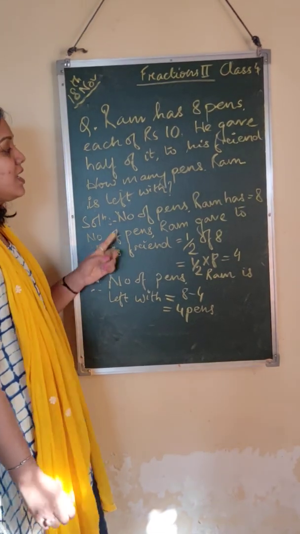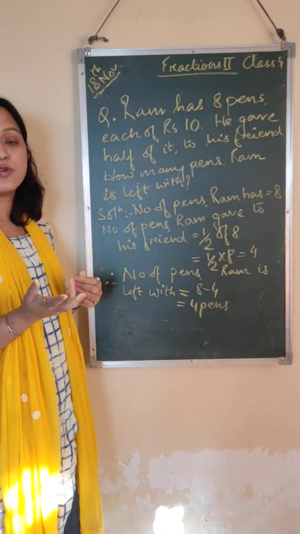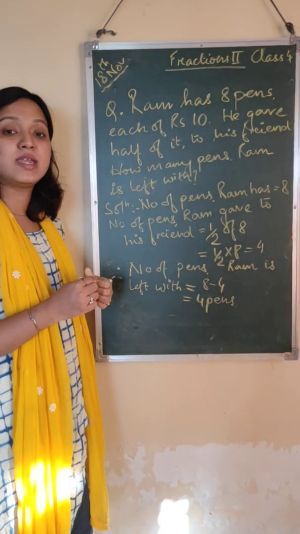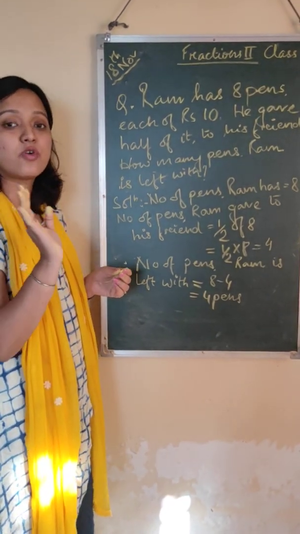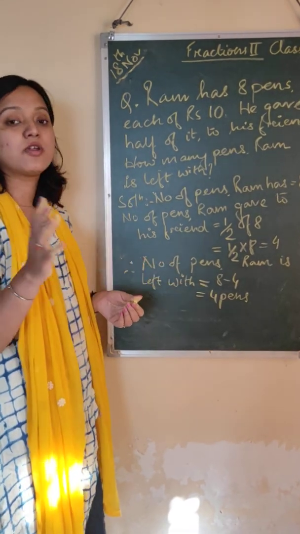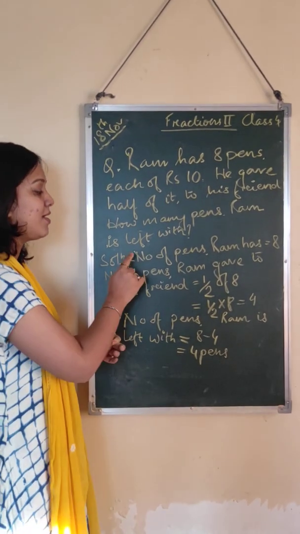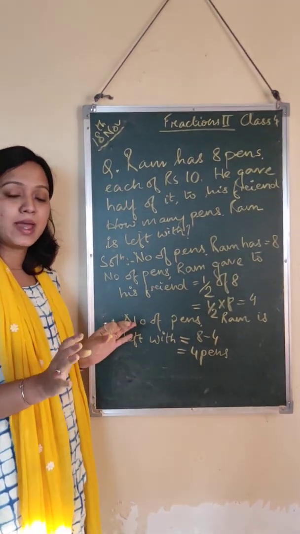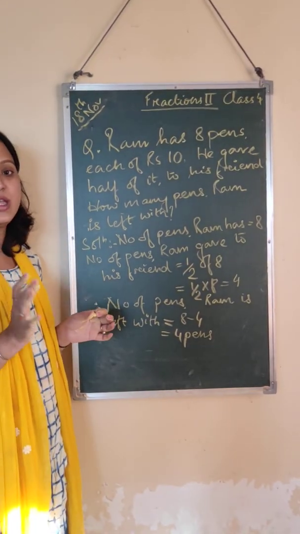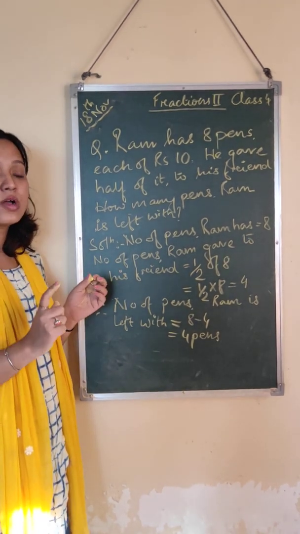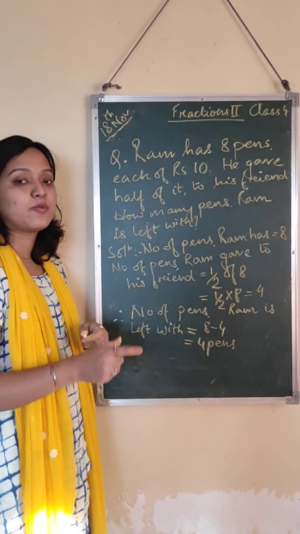Understood? Since in this question nowhere have they asked about money or the cost of those pens, or how much money is left with Ram, we will not write anything related to cost or money. We will simply concentrate on what is needed at the end. At the end you see only the number of pens is needed. So I have only started with the number of pens Ram had and the number of pens he gave to his friend. But nowhere have I mentioned the cost of each pen. So you have to look for what the question is asking you. According to that only you will proceed with the sum.